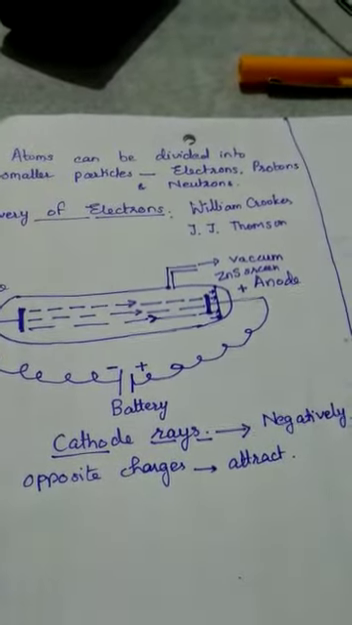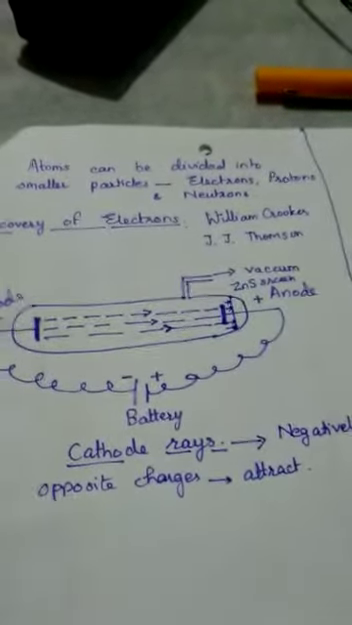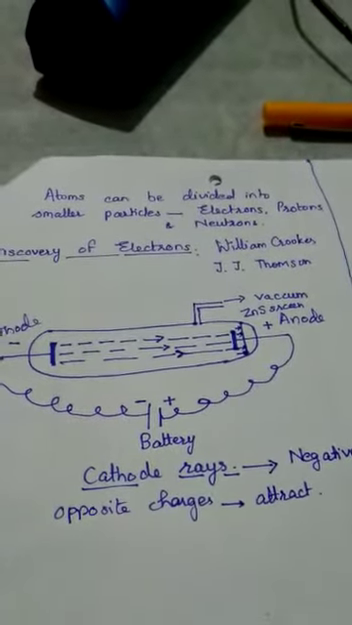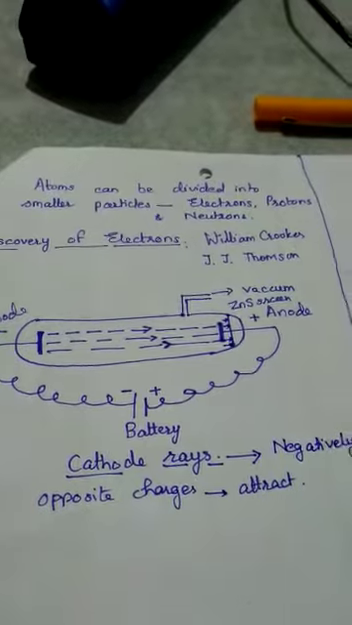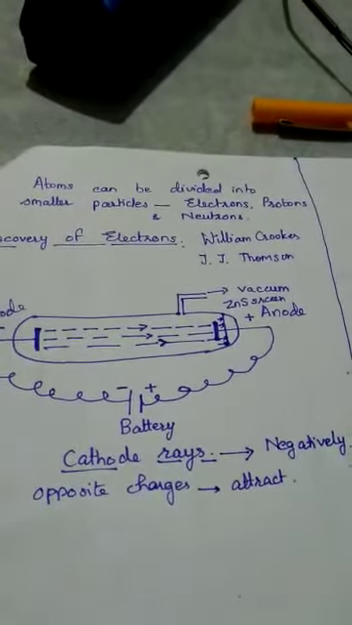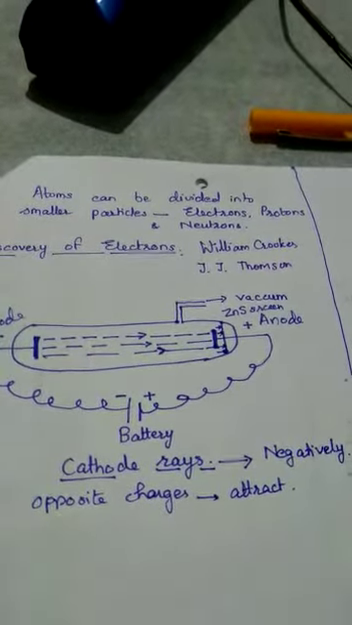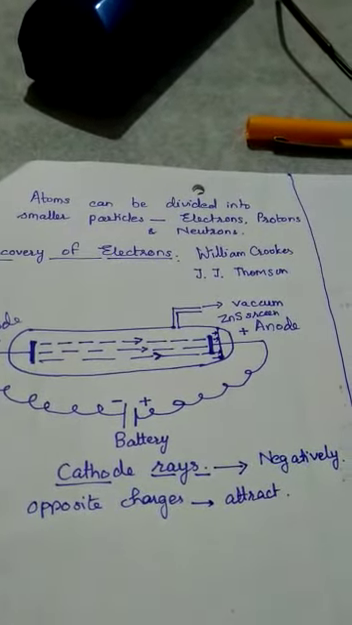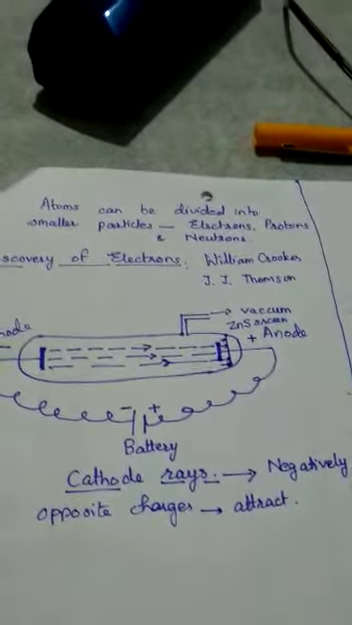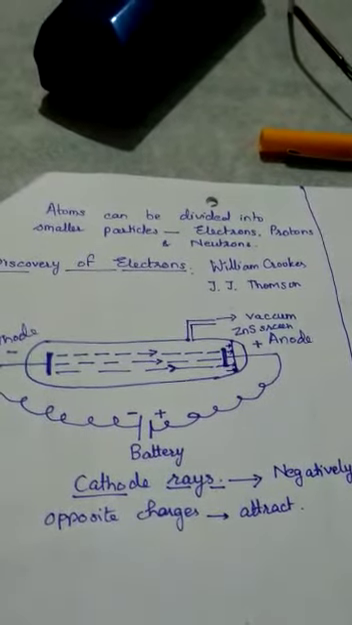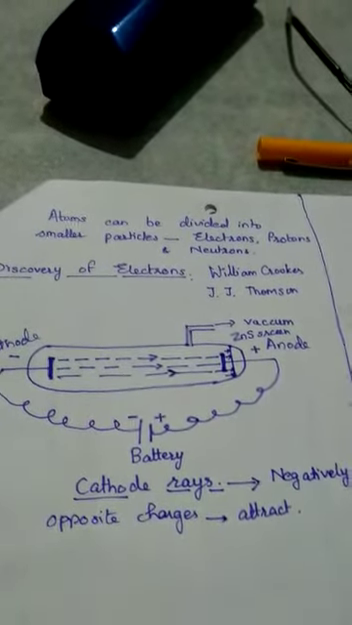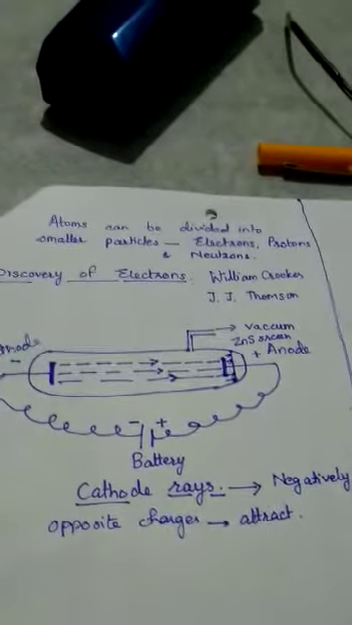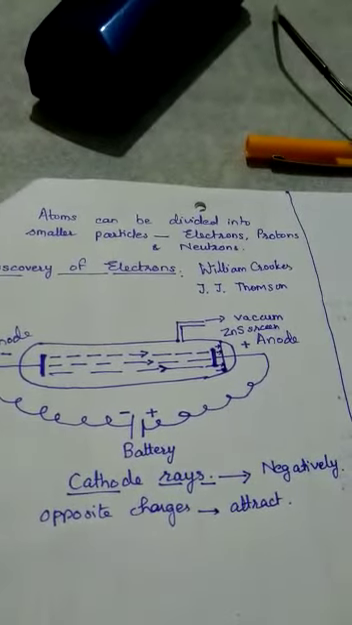So it was thought that some particles are present in all kinds of atoms which have a negative charge, because they move from the negative electrode towards the positive electrode. So it was understood that these particles are present in atoms of all the elements, and they were later named as electrons.